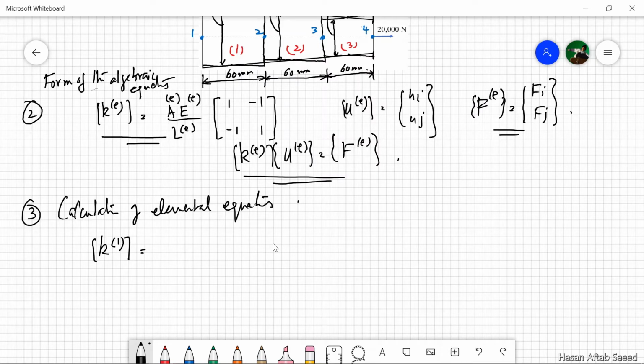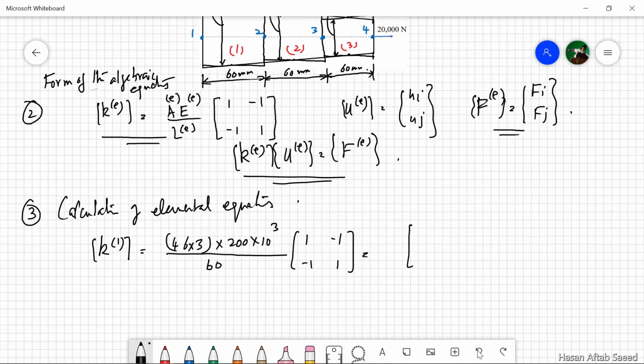So area for element 1 is 46 into 3, and then you have this Young's modulus converted to MPa. This is the length, 1, minus 1, minus 1, 1, so you get 46, minus 46, minus 46, 46. Just for simplicity, and the 1 over 60 is here, so you don't have to write it again and again everywhere.